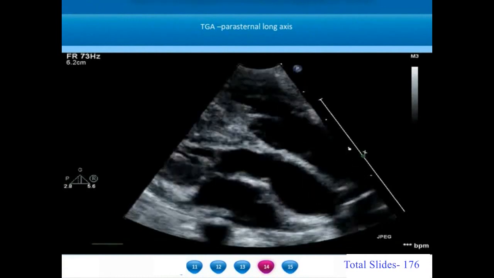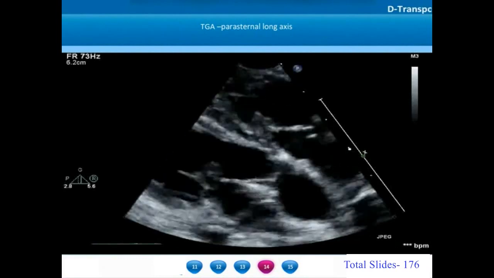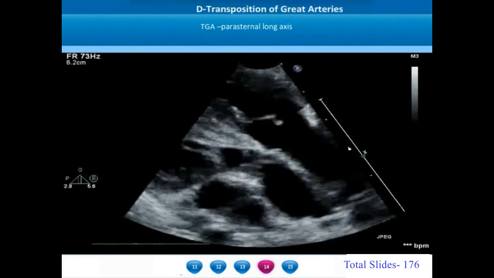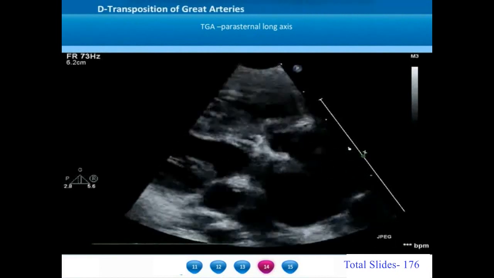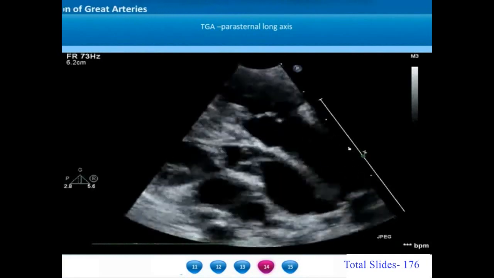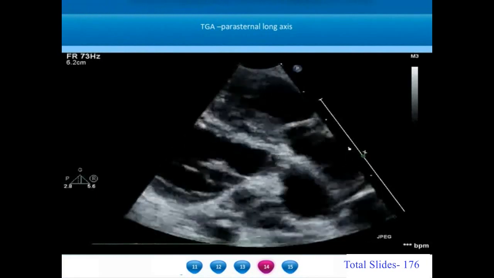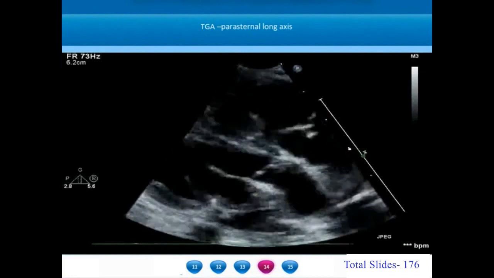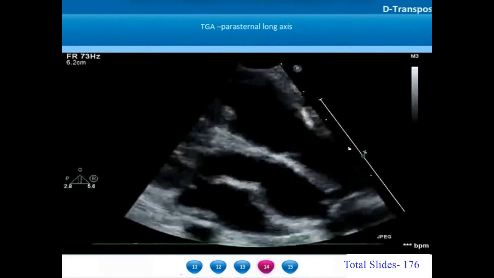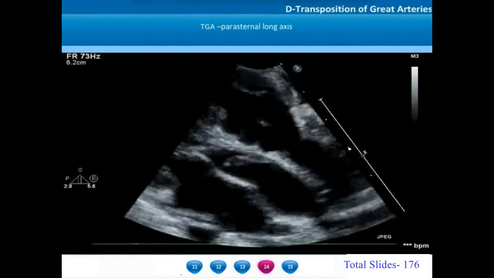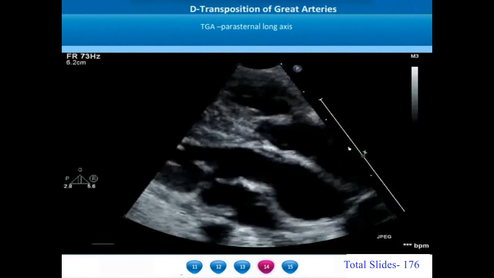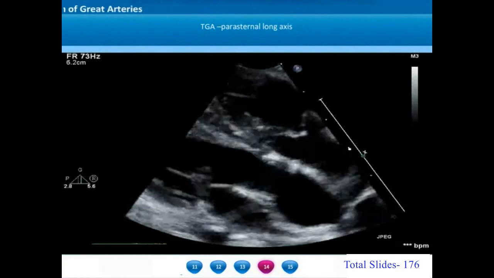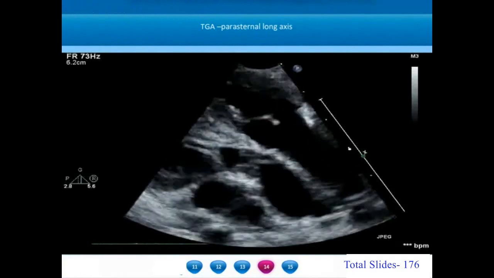Identifying the fibrous continuity between the annulus of the mitral valve and the annulus of the pulmonary valve is important in the diagnosis of transposition of great arteries. The transposition of great arteries is characteristically associated with pulmonary mitral fibrous continuity. We can notice that the anterior aorta is marginally larger than the posterior pulmonary artery. This is usually seen in many of the transposition of great arteries in early infancy.